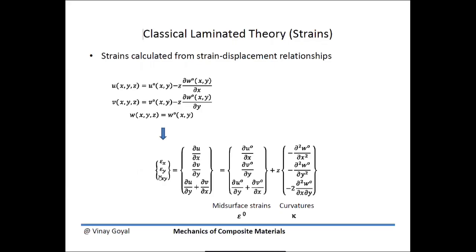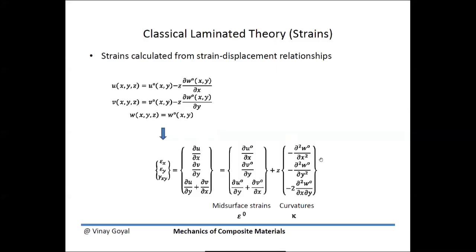And as you see here, when I substitute what epsilon x is, which is the derivative of u with respect to x, I can plug this equation into that. And what I get is the derivative of u with respect to x plus z times the second derivative of w with respect to x. Okay? So you also get that for epsilon y. If you switch x and y, you will see that. And then gamma xy, you also can get something similar.